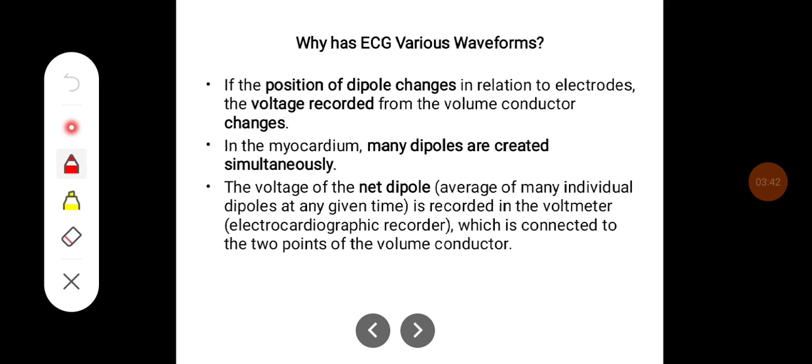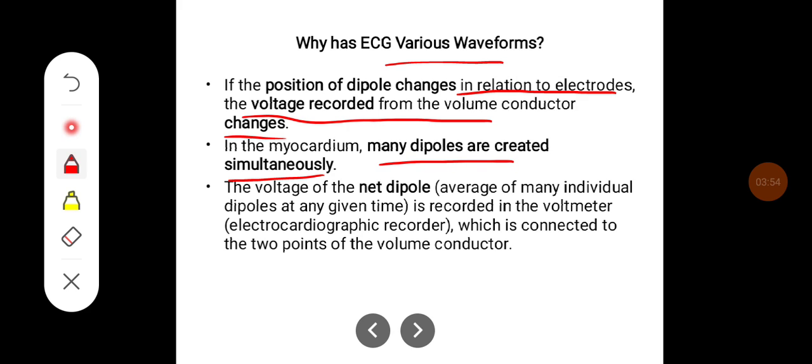Why does ECG have various waveforms? If the position of the dipole changes in relation to the electrodes, the voltage recorded from the volume conductor changes. In myocardium, many dipoles are created simultaneously. The voltage of the net dipole, that is the average of many individual dipoles at any given time, is recorded in the voltmeter, that is the electrocardiographic recorder, which is connected to two points of the volume conductor.